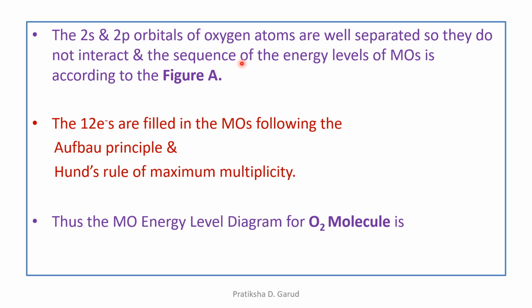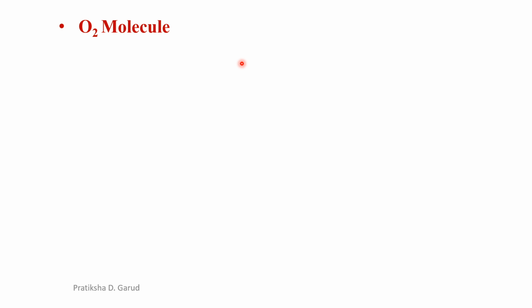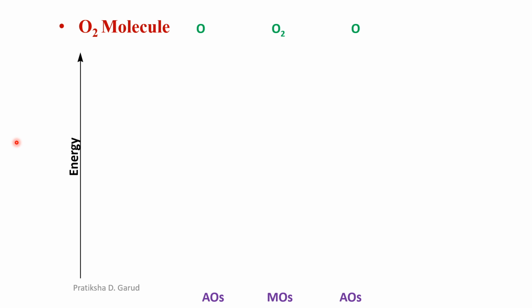So let's see the MO energy level diagram for the oxygen molecule. We have the MO energy level diagram, which is drawn across the energy axis, with increasing energy, one side atomic orbital, another side atomic orbital, at the center molecular orbital. The first atomic orbital is for the first oxygen atom, the second atomic orbital is for the second oxygen atom, and the molecular orbitals are for the oxygen molecule.